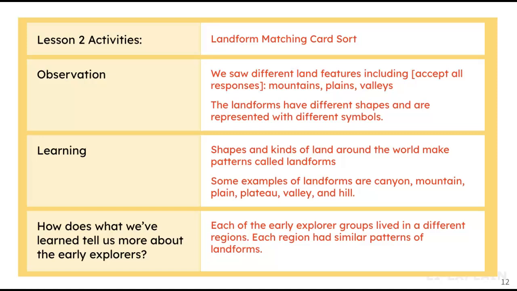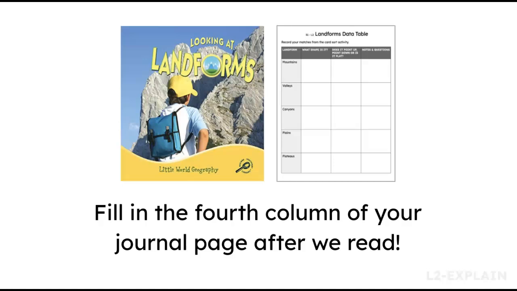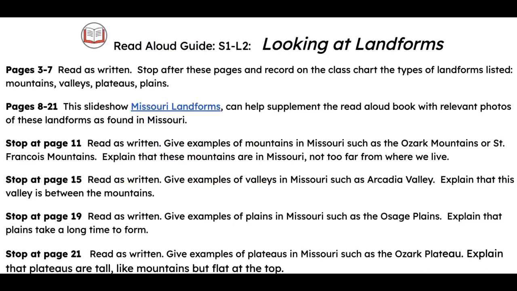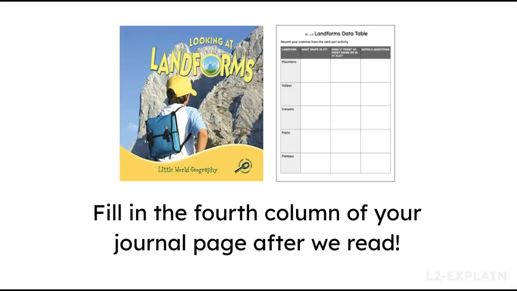From the discussion, students should understand that each of the early explorer groups lived in a different region, and each region had similar patterns of landforms. You'll then use the Read Aloud Guide to read Looking at Landforms. The Read Aloud Guide will help facilitate a discussion while reading. After students read, you'll have them complete the 4th column on the Landforms Data Table student journal page.